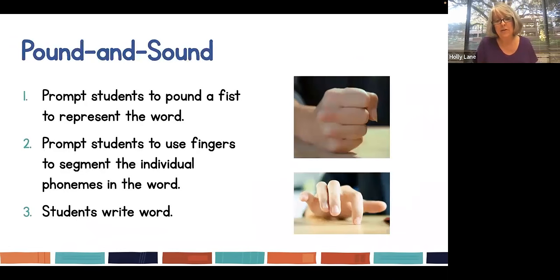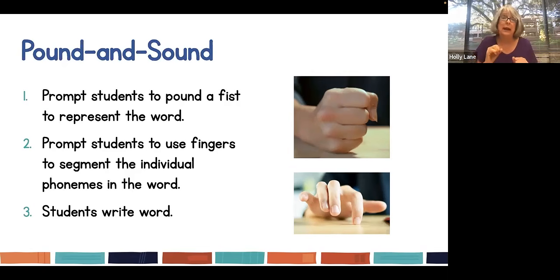So the idea for pound and sound is you want to prompt the students to pound a fist. So they would say the word. So if I'm spelling fish, I would say fish, and then I would sound it out. F-ish. And the sounding part is the segmenting. And as I'm segmenting, I would write each letter. So students write the letters to spell the word.